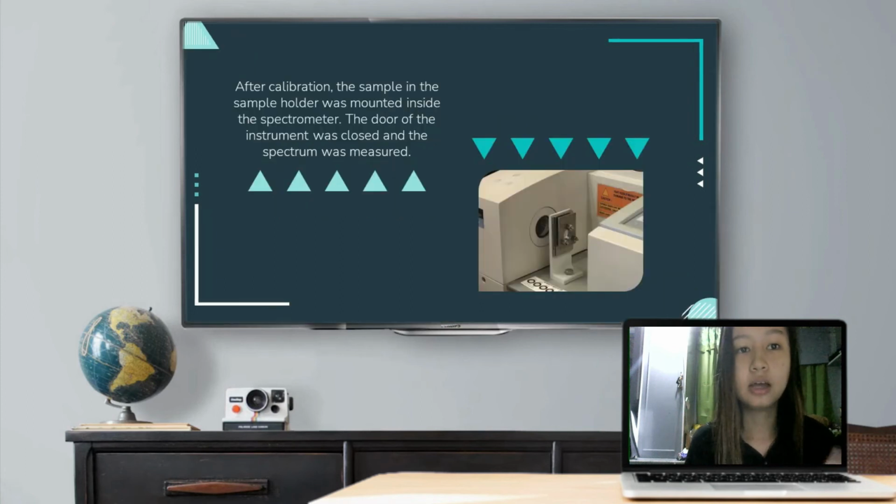By this time, the sample was already inside the sample holder for solid and liquid, or in the gas cell for gas sample. There is a compartment in the instrument where the sample holder was placed. The door of the compartment was closed and the spectrum of the sample was measured. Now in this photo, a sample holder with a sample in potassium bromide plates was held secure in the FTIR instrument.